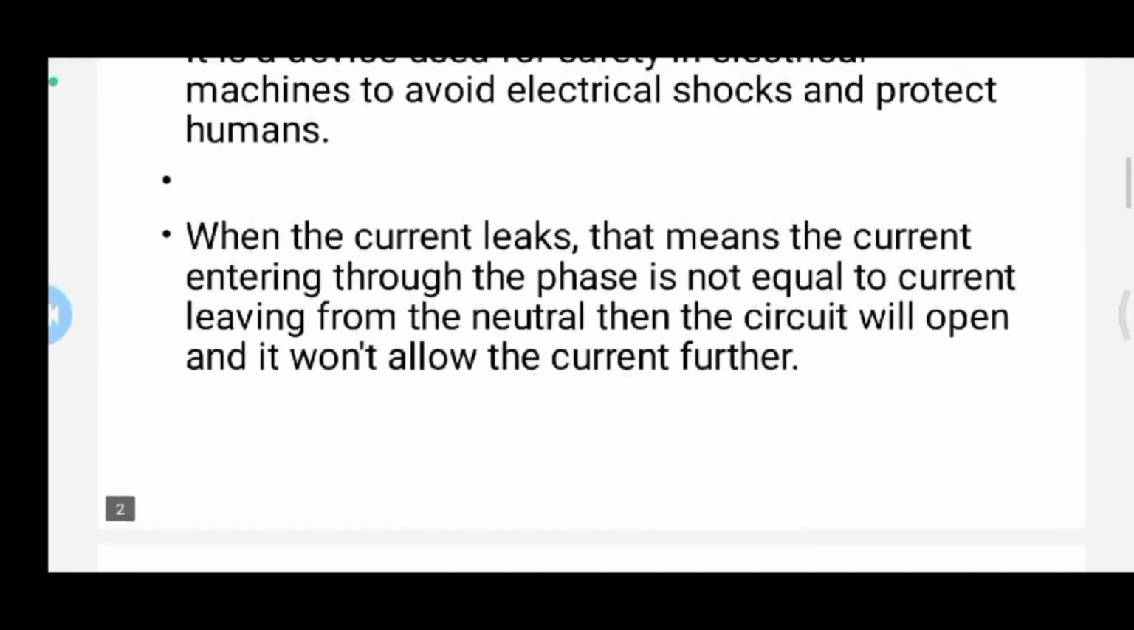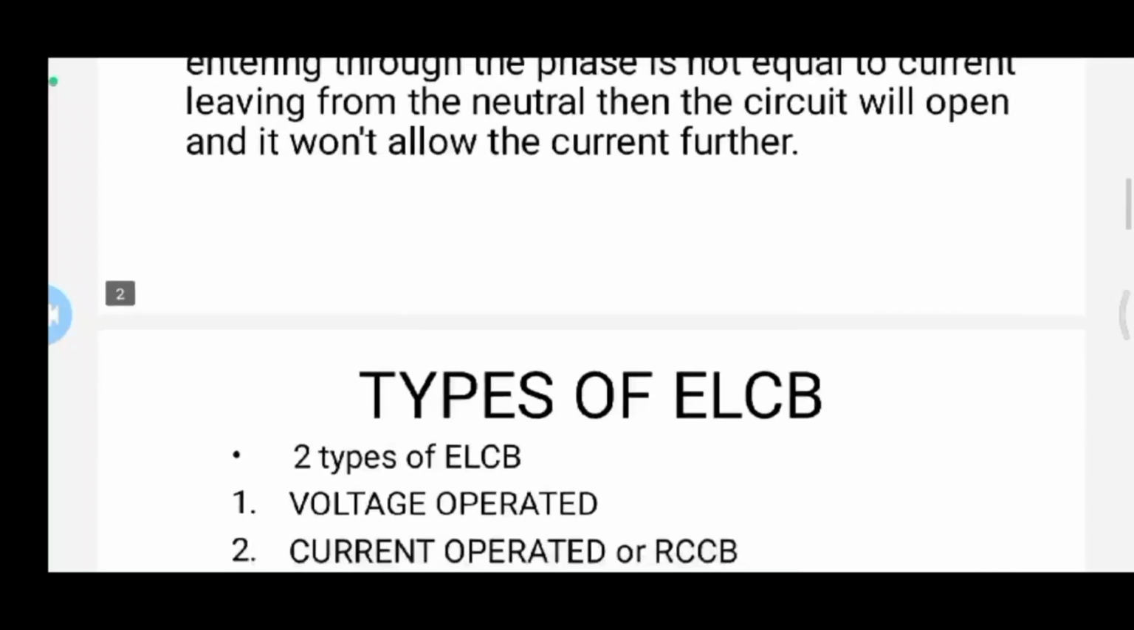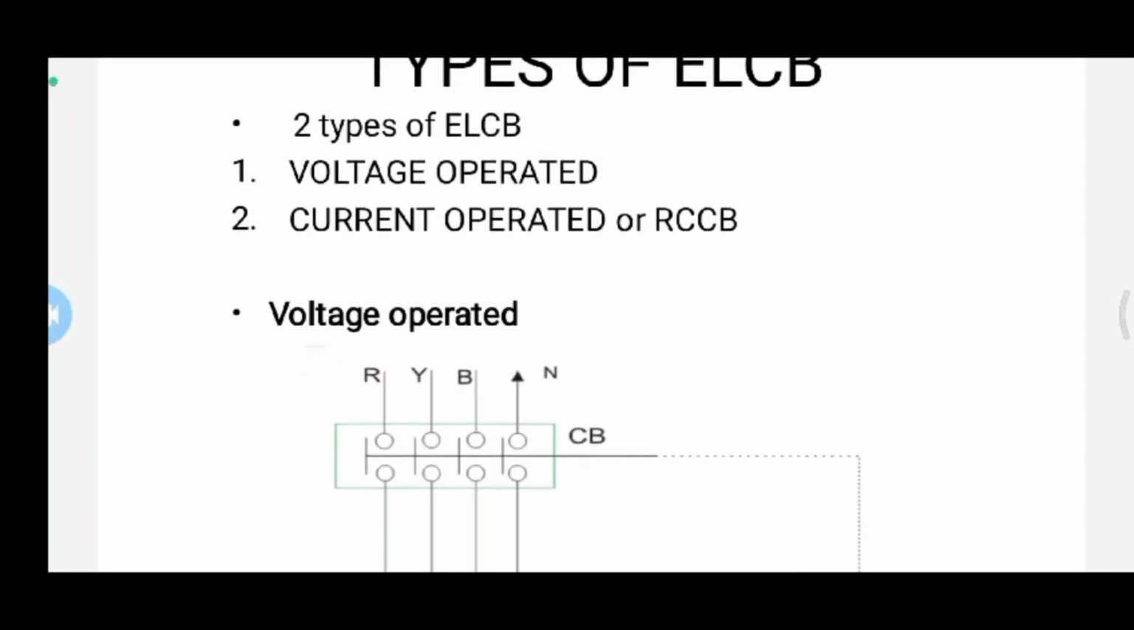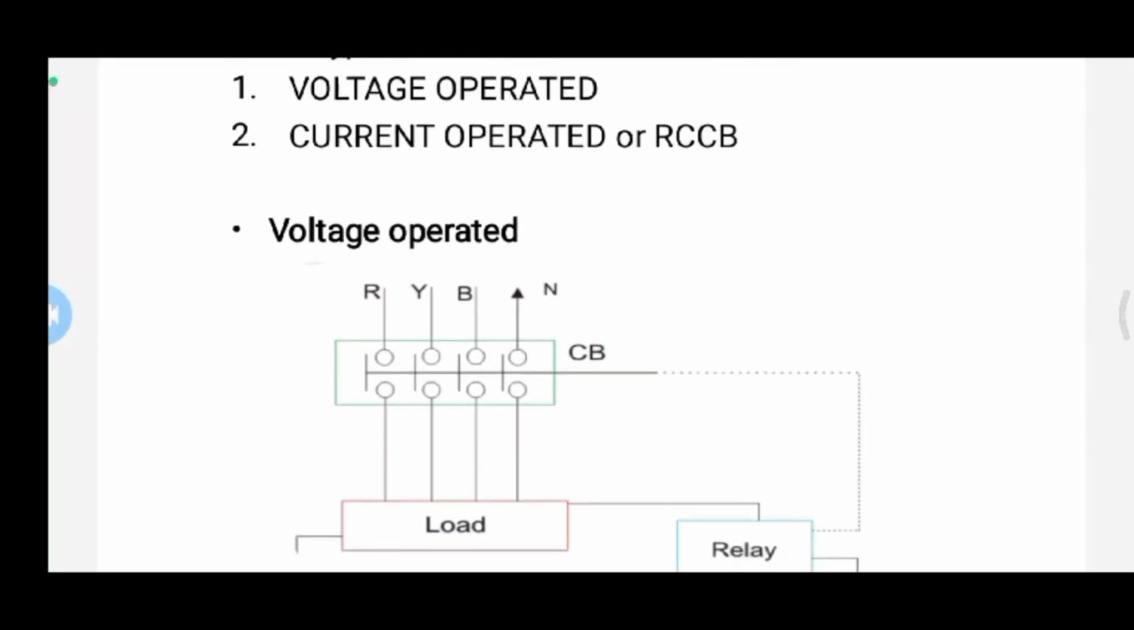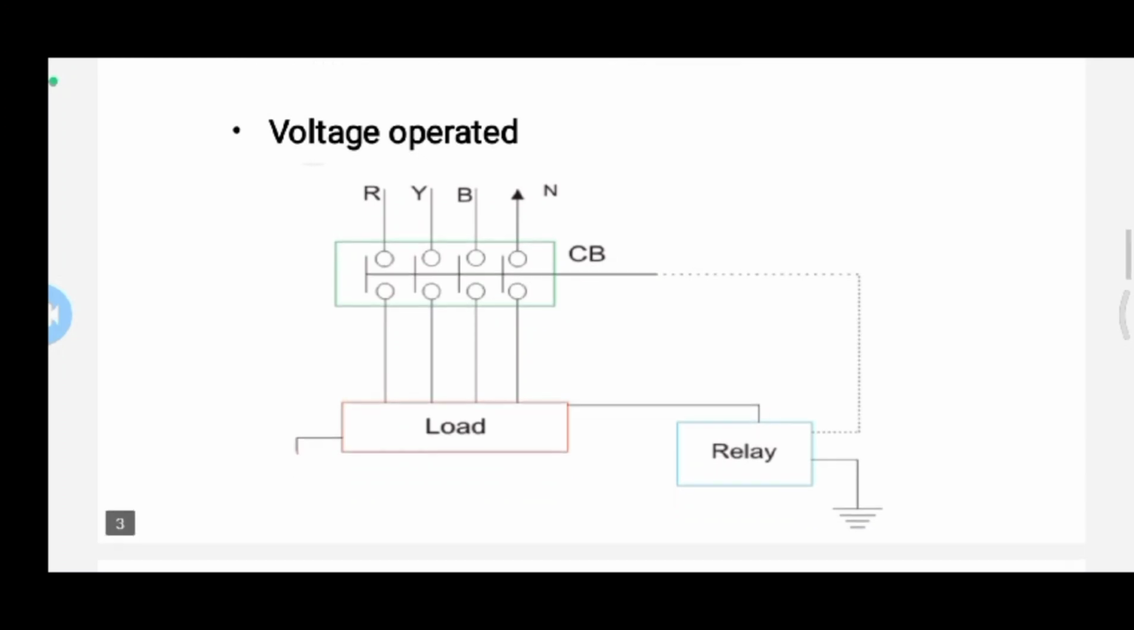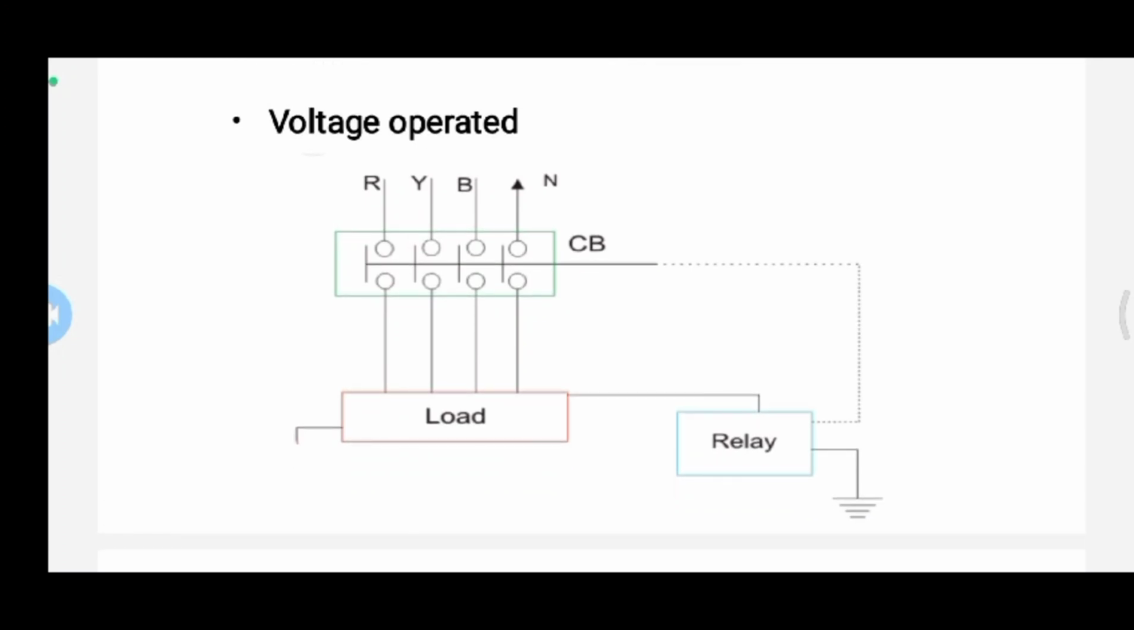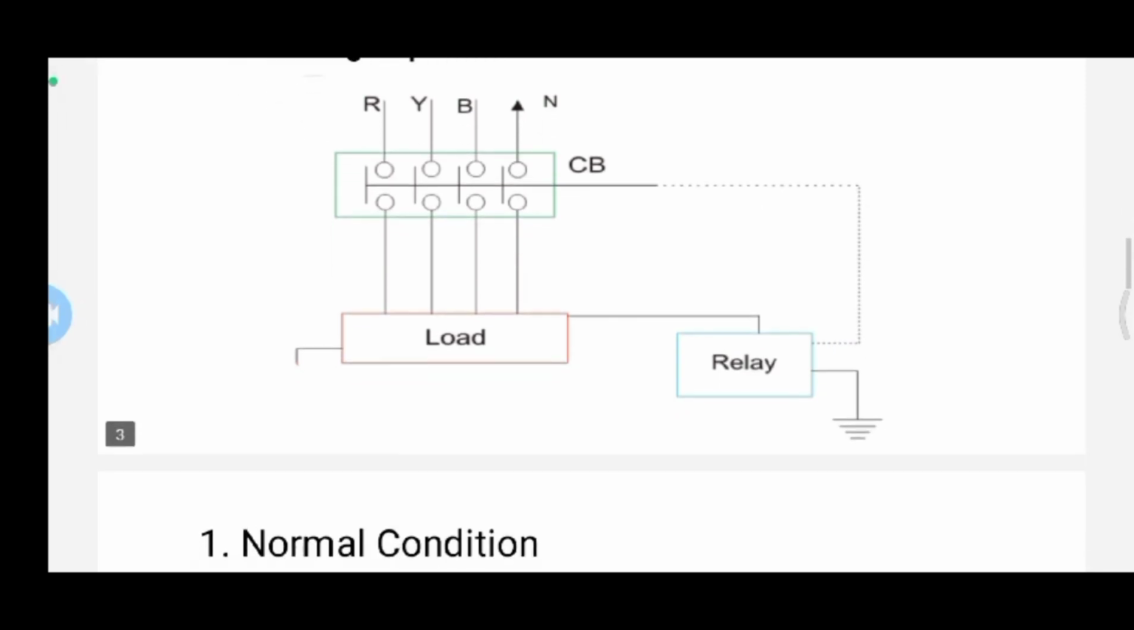There are two types of ELCB. One is voltage operated and the other one is current operated. First, let's see the voltage operated one. This is a line diagram of the voltage operated ELCB. It consists of a three phase circuit connected with the load. The load is connected with the relay, and there is also a ground connection. The relay has three connections: one is ground, another is load, and another is the circuit breaker.